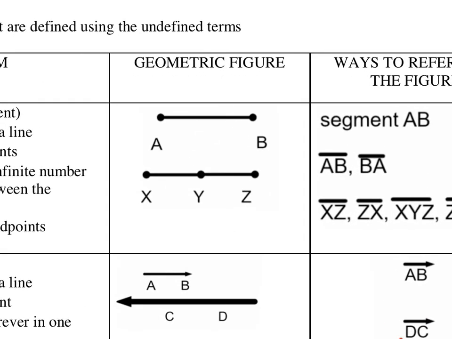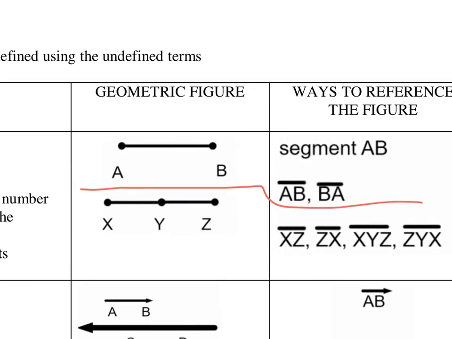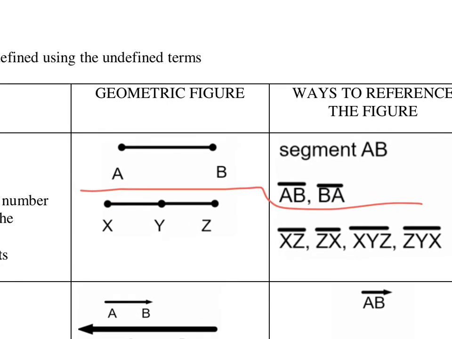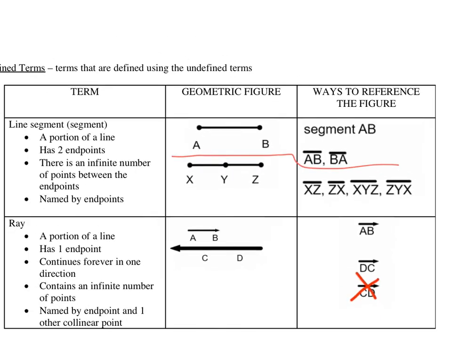So for instance, we have these line segments right here. My first one I can call segment AB. I can also name it BA. I could say just segment AB, or I can draw a little line segment over the letters AB and BA. That's another way I can say that I have a line segment. I also have a line segment XYZ, YZX, YZ, XY. There's so many ways I can name these line segments.